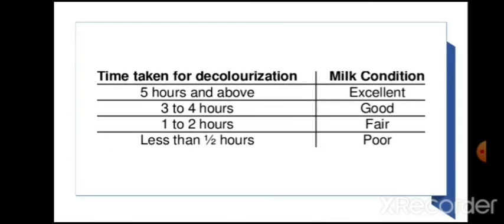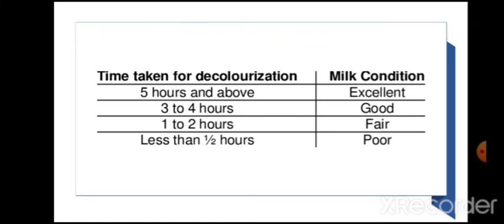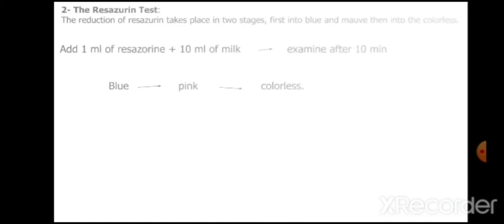These are the standard values that we follow, that is, the time required for decolorization. If the time is 5 hours or more, then the quality of milk is excellent. If the time is 3 to 4 hours, then the quality is good. If the time of decolorization is 1 to 2 hours, the quality is fair, and if it is less than half an hour, the quality of milk is very poor. That is how the results are read.